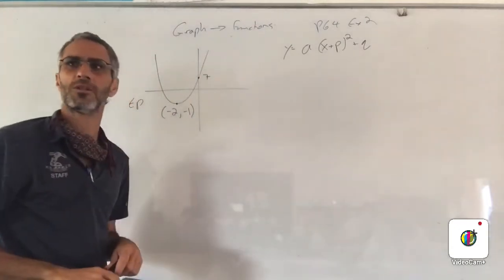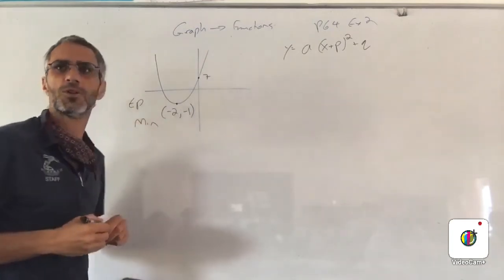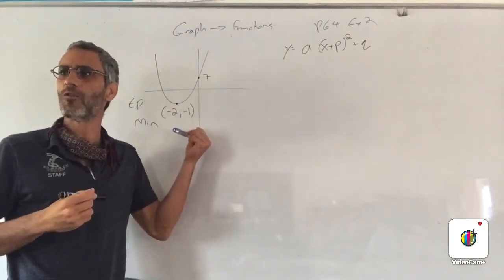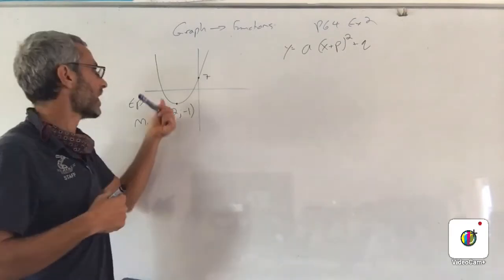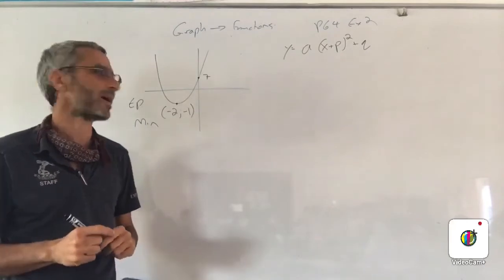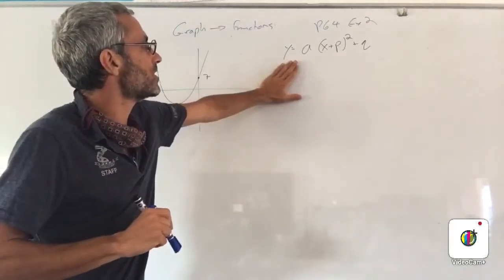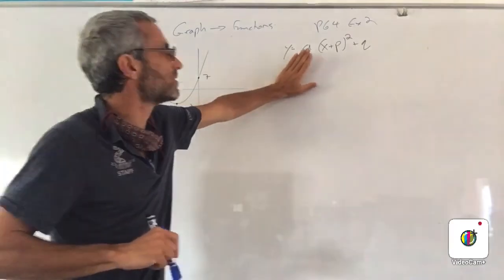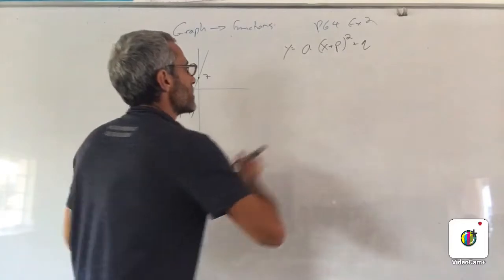I also call this the minimum, because it's the minimum value of this graph. We can have a turning point which is a maximum. If it's a sad face, the turning point is a maximum. So really we start with this, and all we've got to find is the a, the p, and the q. Let's write it again.